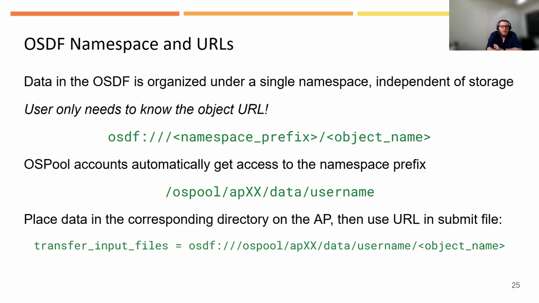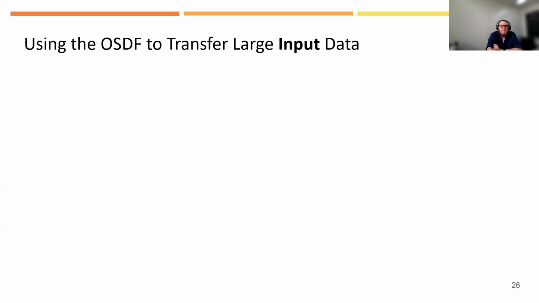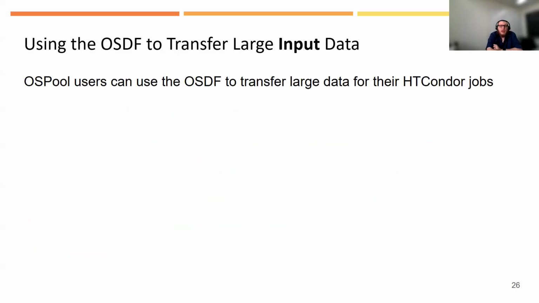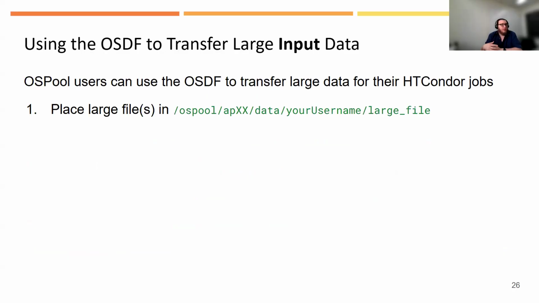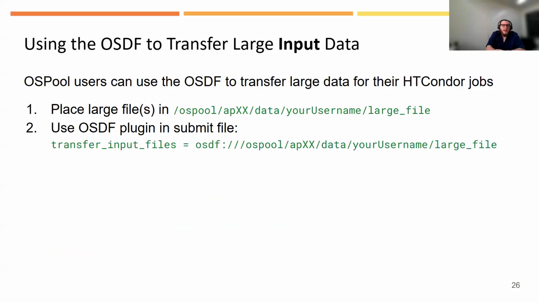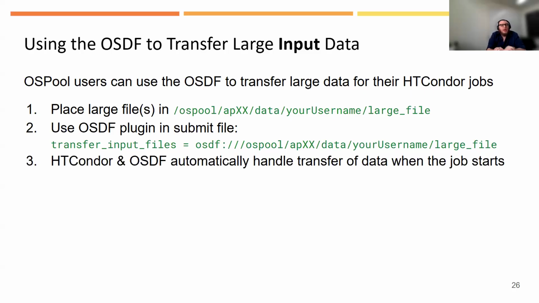So for most of our OSPool users, this is what we're going to be focusing on here. For transferring large input data, the 0th step is you have to log into your access point. But then on that access point will be a directory that looks very similar to that namespace prefix. So you place a large file in that path. And then in your submit file, if you need this as an input file, you use the OSDF protocol, and then you give essentially that same path after the protocol. And then as part of the HTCondor job, it'll automatically transfer that data when the job starts up.